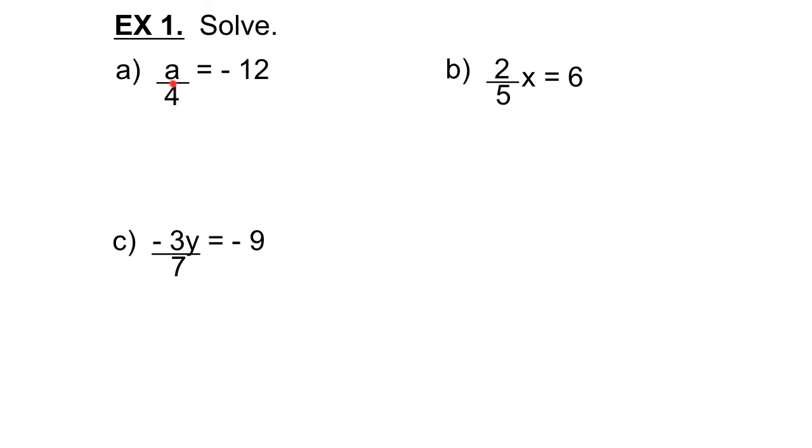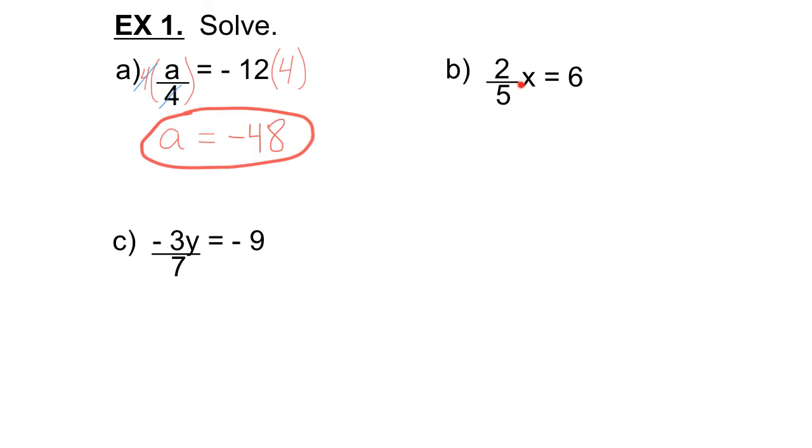So here I'm dividing by 4. So the opposite of that is multiplying by 4. So when I multiply both sides by 4, here I have multiply by 4, divide by 4. Those are opposites. They cancel each other out. So I'm left with just a on the left-hand side. -12 times +4 is -48. So a equals -48.